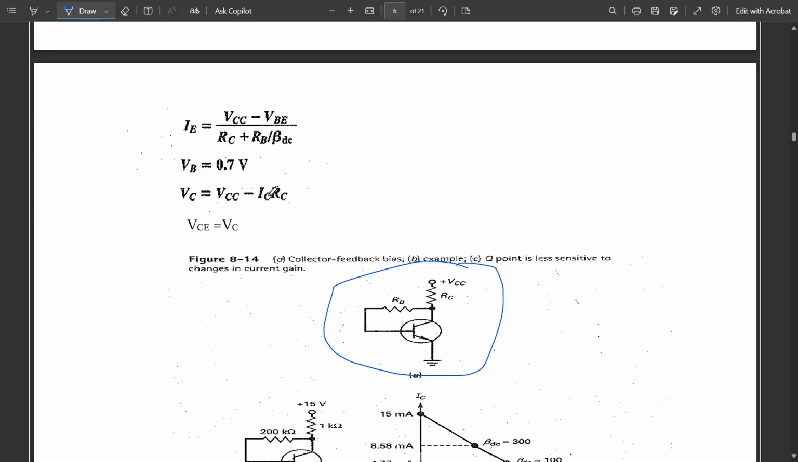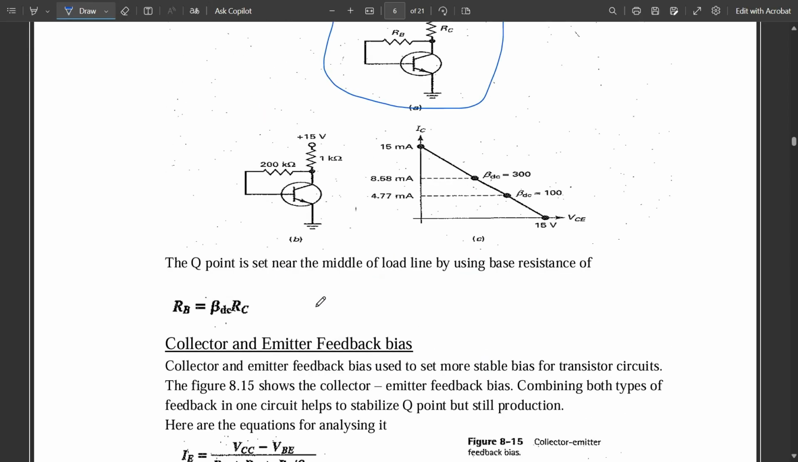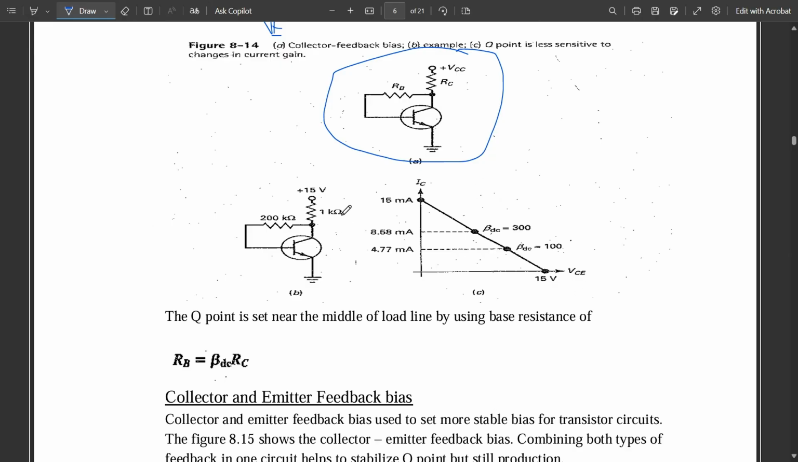VC equals VCC minus ICRC, and VCE equals VC. Since VE equals 0, VCE is actually VC minus VE, right? So VE in this case is equal to 0, and that's why it is directly VCE equal to VC. Okay. With respect to the load line also, they have given different expressions for the amplification factor, and they have shown it in the load line. So just go through it.